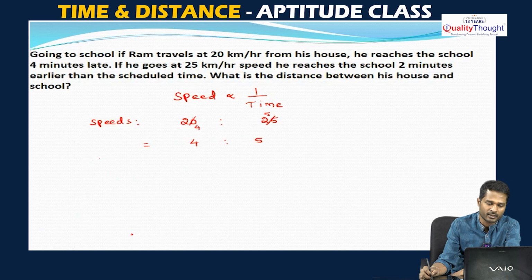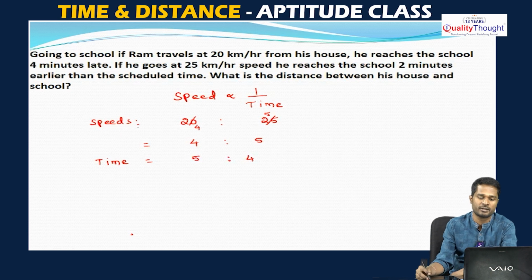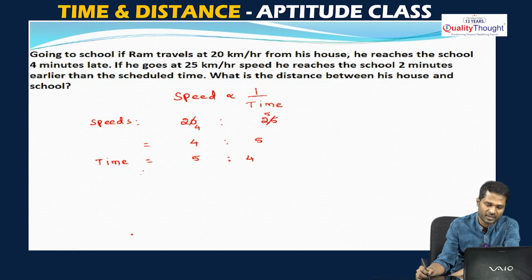Now let's take the ratio of the time. So the times ratio we will write. The times ratio is 5:4 because the speed is inversely proportional to the time taken. If the speeds are in the ratio 4:5, then the times will be in the ratio 5:4. Now we will find the difference between these times. This is 5 minus 4, that is 1 ratio, that is the difference.